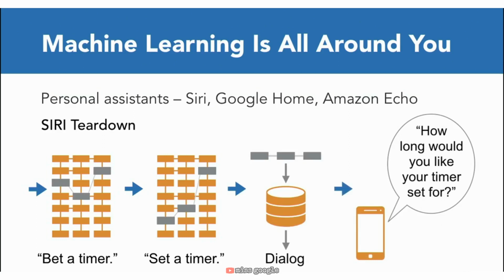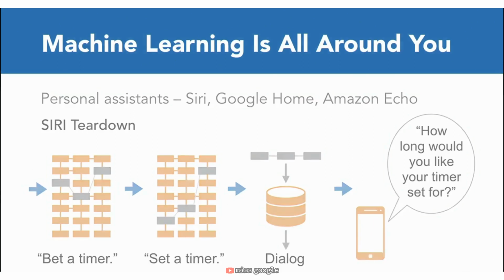More specifically, the part where it takes what it thinks it hears, maybe "bet a timer," and smooths that out into the most likely thing the person actually said, so maybe "set a timer," is the core of the machine learning functionality here.